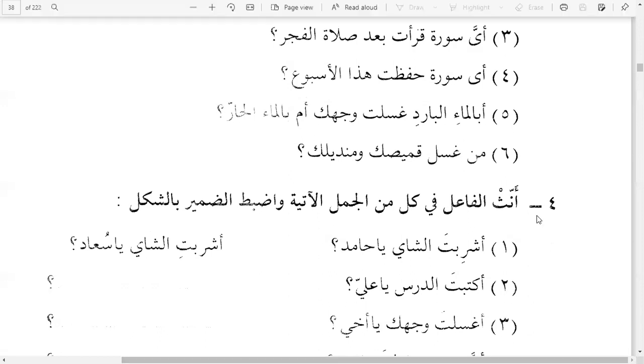Does it make sense? Subject is there, sir, with ta. Which subject? This is hafizta, you memorized. Built-in subject, exactly. So we have the verb and the doer. And where is the object? Object is ayya suratin. Yes. Okay, خلاص. هذا الأسبوع, take it as a ظرف and we will put fatha over there. Okay, sir. All right.